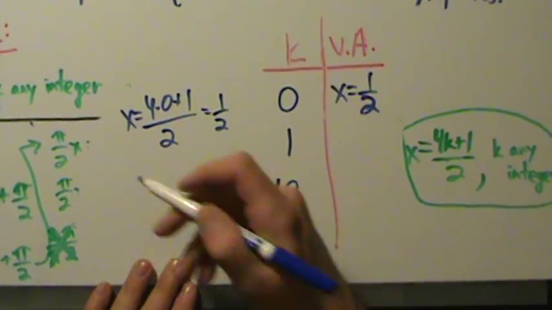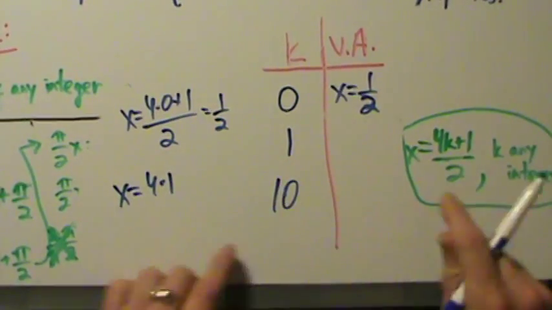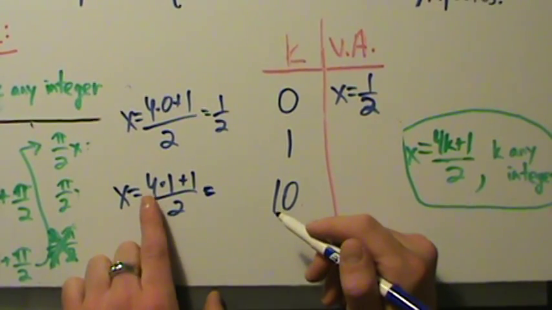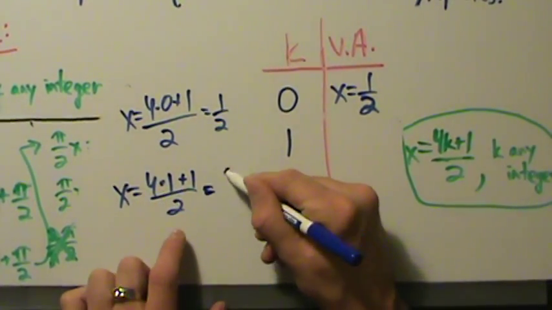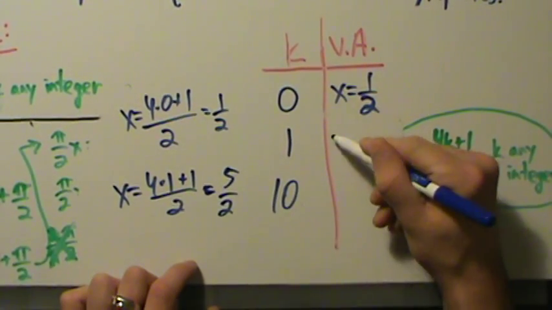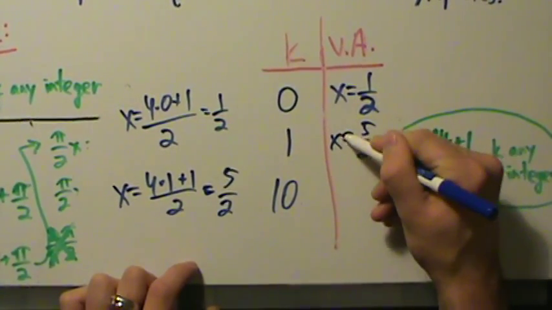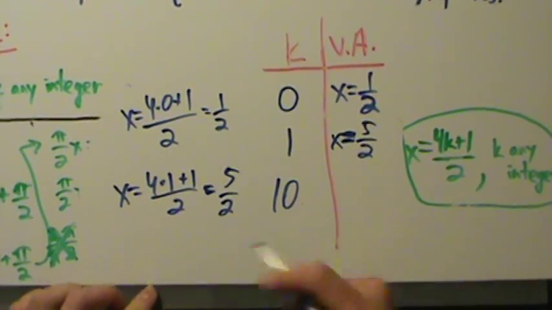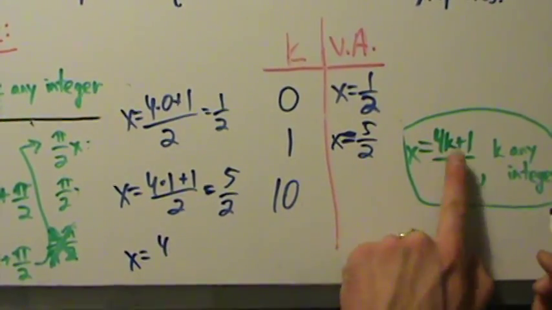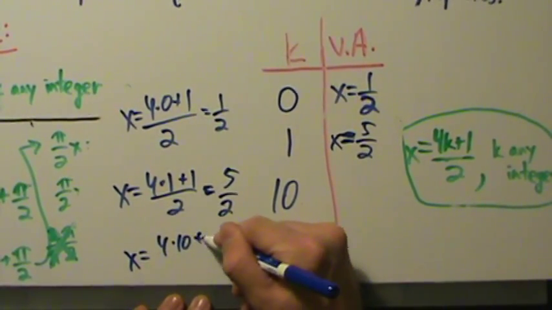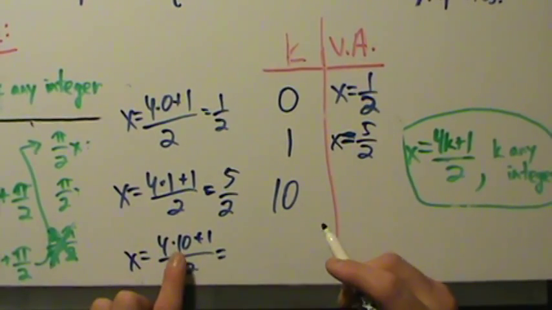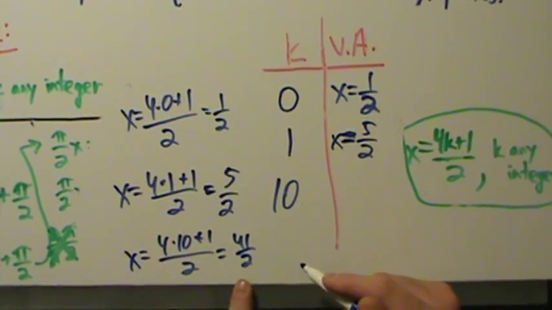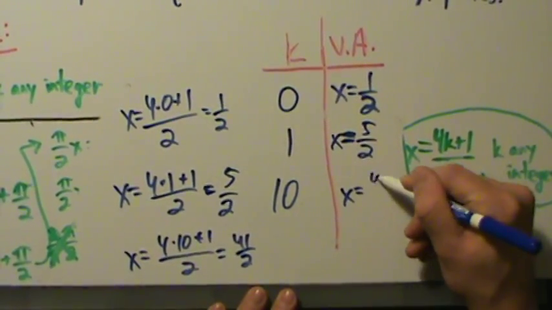Okay, what happens when k is 1? Then we have x equals (4 times 1 plus 1) all over 2. 4 times 1 is 4, 4 plus 1 is 5, so that's 5 over 2. So x equals 5/2. Okay, and the last one, when k is 10, then we have x equals (4k plus 1) over 2, so that's going to be (4 times 10 plus 1) all over 2. 4 times 10 is 40. 40 plus 1 is 41. 41 over 2 cannot be simplified because 41 is not even, so this is just x equals 41/2.